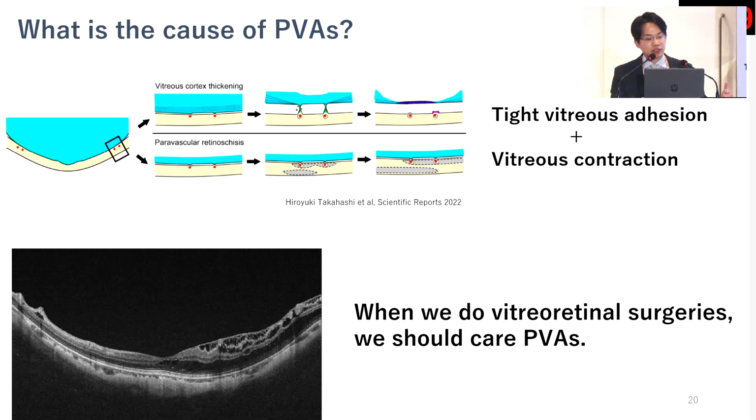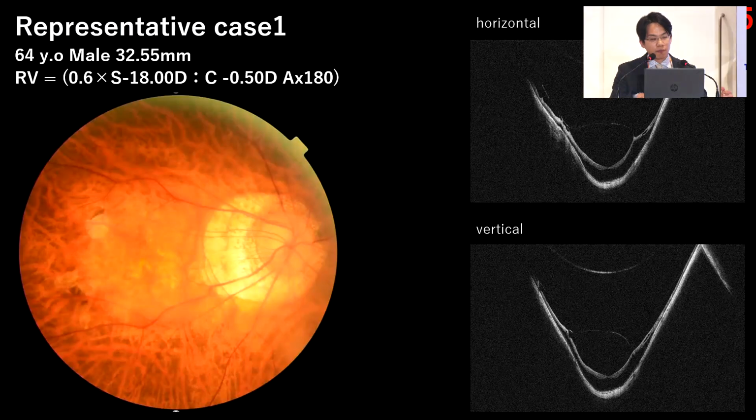So when we do vitreoretinal surgeries, we should care about PBAs. From here, I will show you some representative cases of PBAs. This case is a 64-year-old male with 32.55 millimeter axial length. Using ultra-wide field OCT, we could detect vitreous adhesion to the palavascular area.